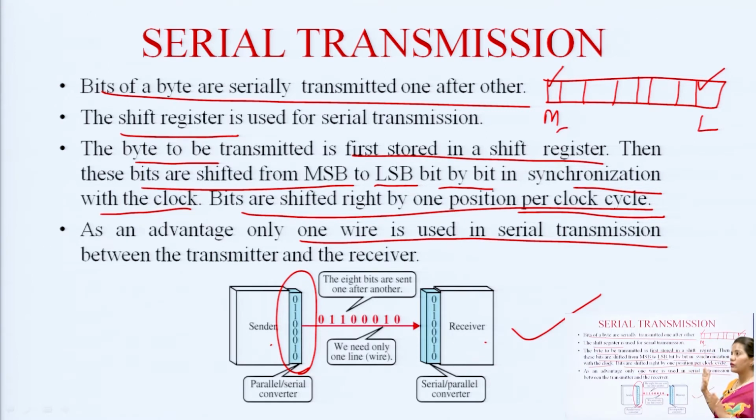The purpose of conversion is fulfilled by using the shift register. So, here the parallel to serial conversion is taking place, then these bits are serially transferred from sender to receiver using only a single line. Here the receiver again receives that data and converts it back to the parallel scheme.